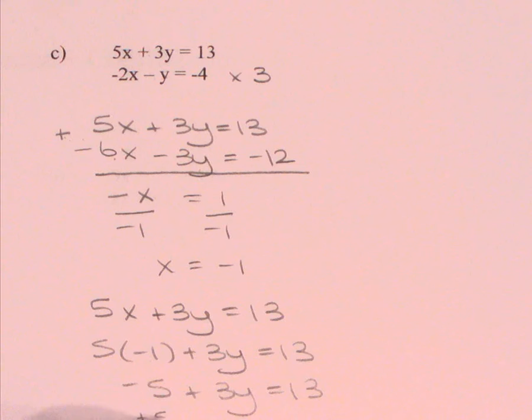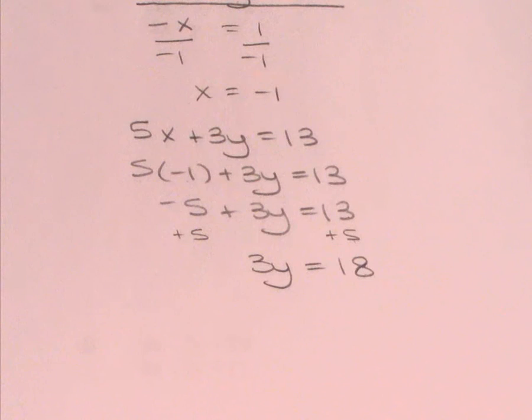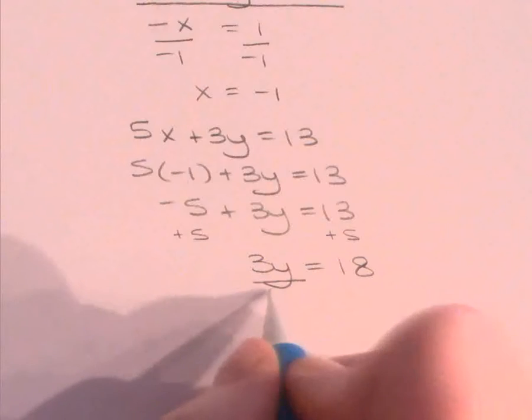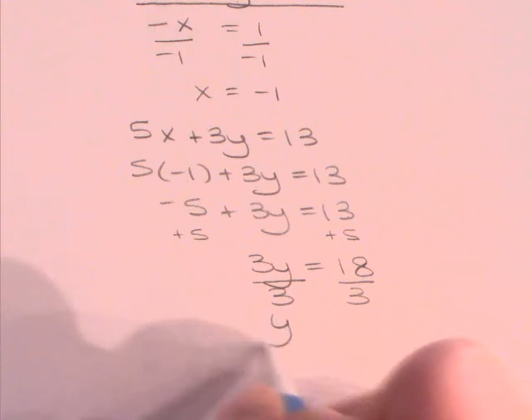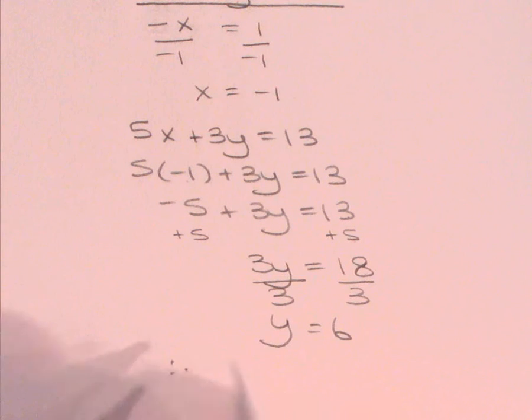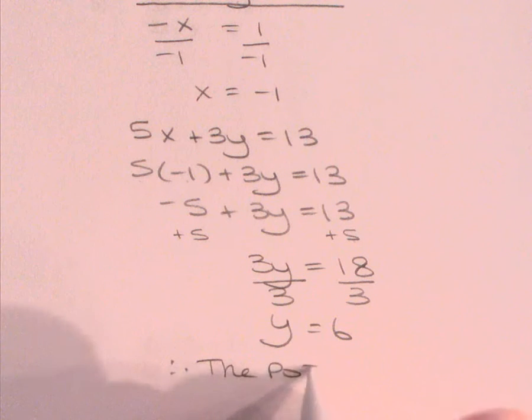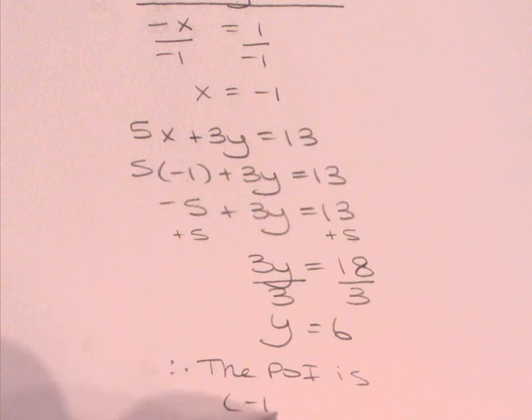I'm going to add 5 to both sides, and I get 3y is equal to 13 plus 5, which is 18. Now I can divide both sides by 3, and y is equal to 6. So now I have the point of intersection is minus 1 and 6.